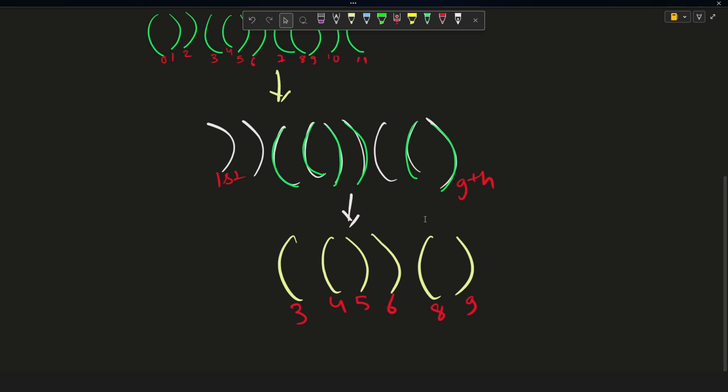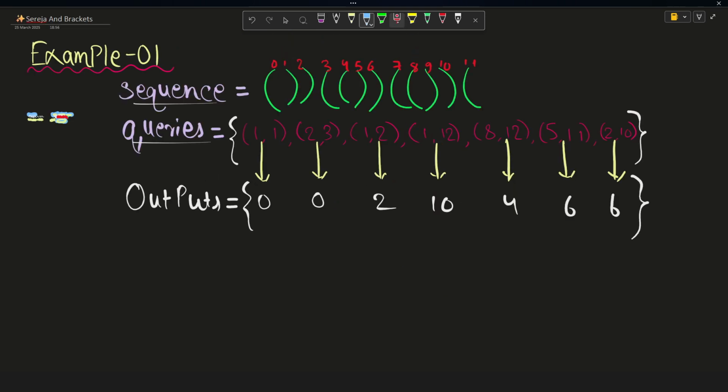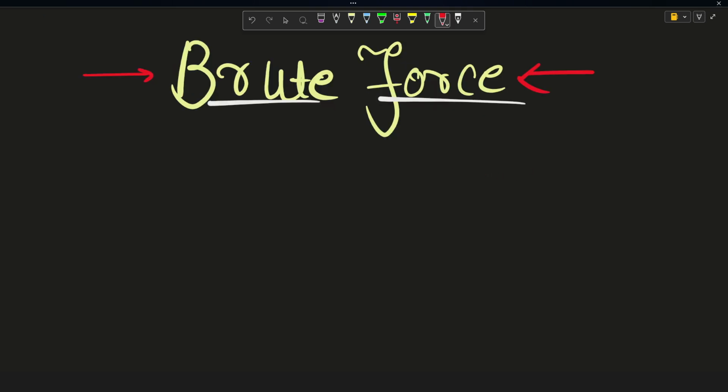That is the length of the longest correct bracket subsequence for each and every query's range. So let me erase these things now. So now let us quickly discuss our brute force approach here. We will not give much time to that. So what will be the brute force method?